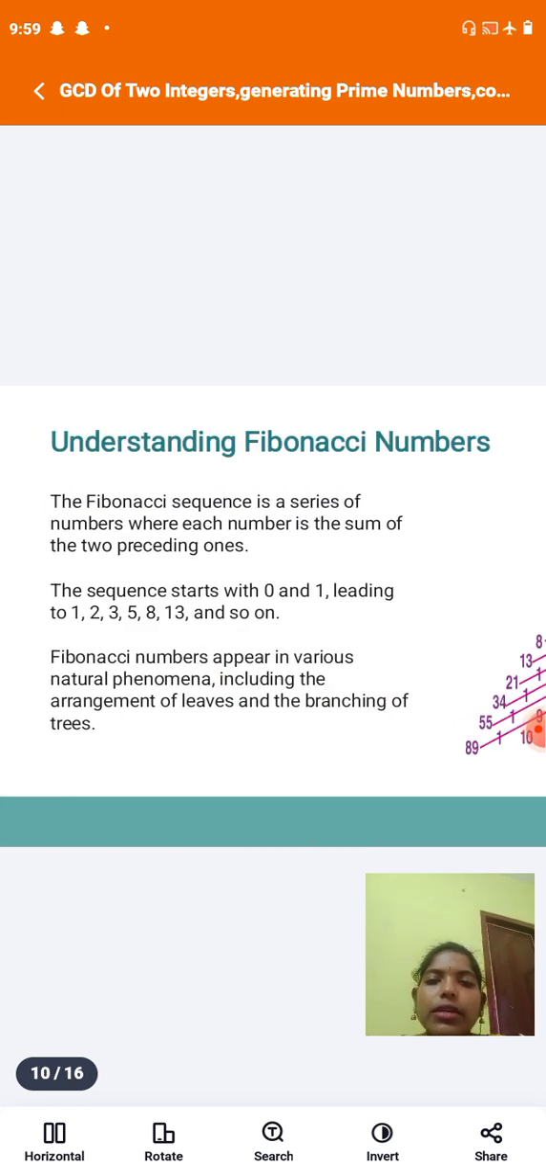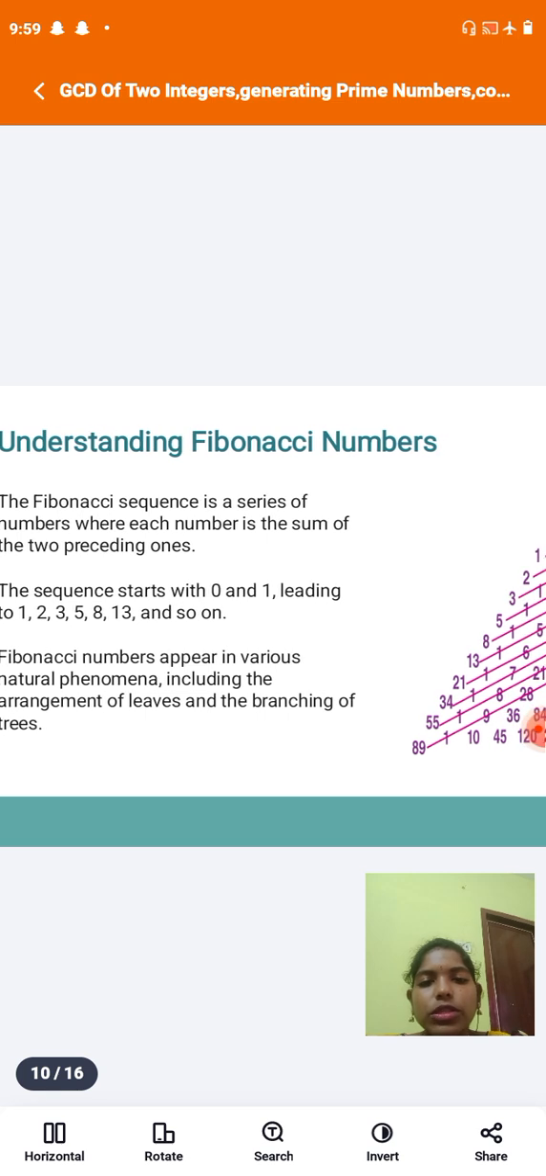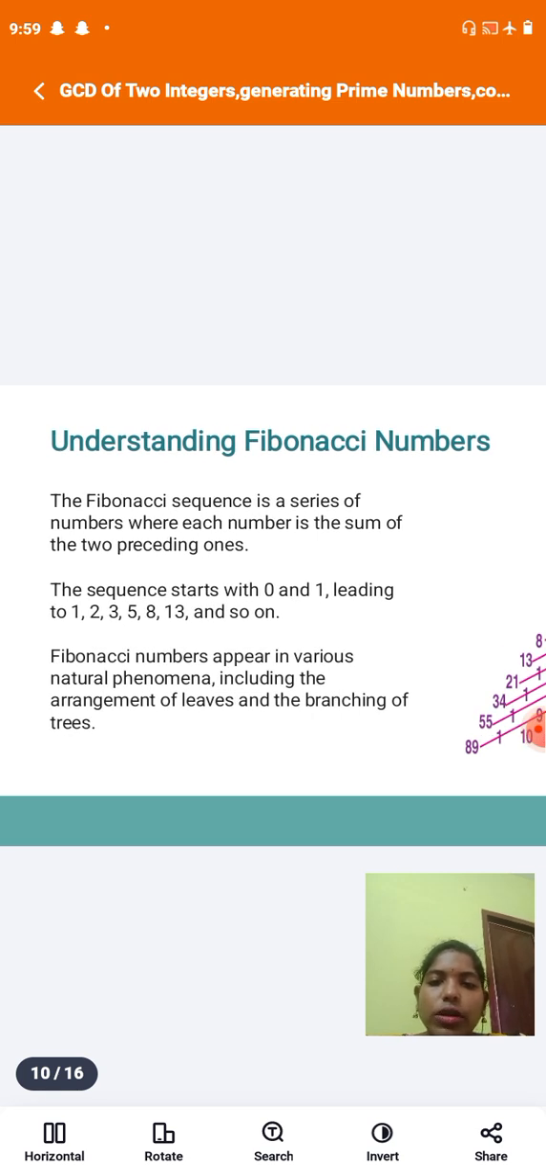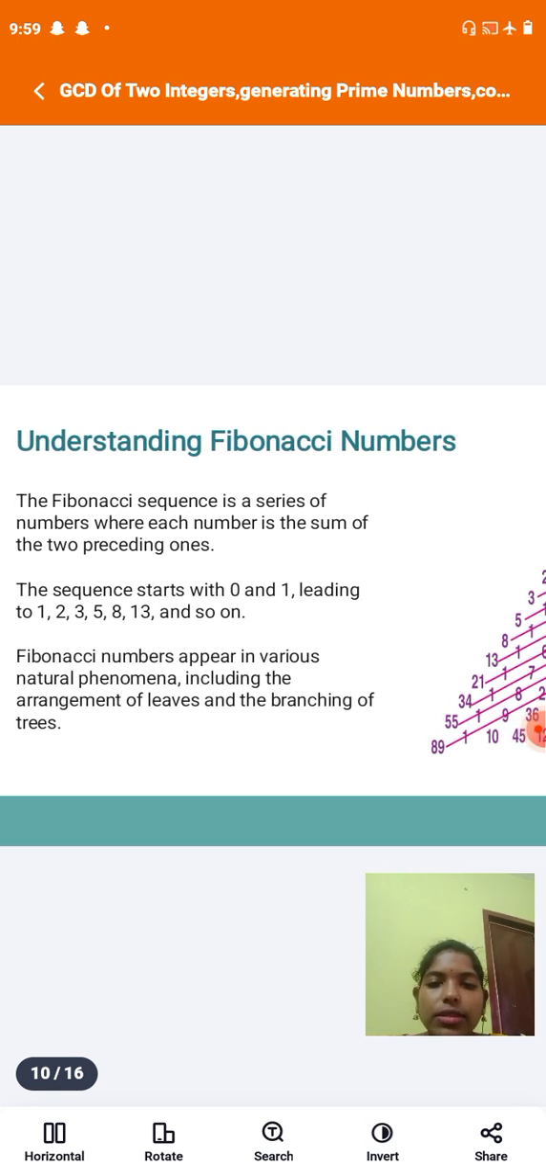Next, understanding Fibonacci numbers. Before, in class, we discussed the Fibonacci sequence. The Fibonacci sequence is a series of numbers where each number is the sum of the two preceding ones. So the sum of two numbers is the answer; that is the Fibonacci number. The sequence starts with 0 and 1, leading to 1, 2, 3, 5, 8, 13 and so on.